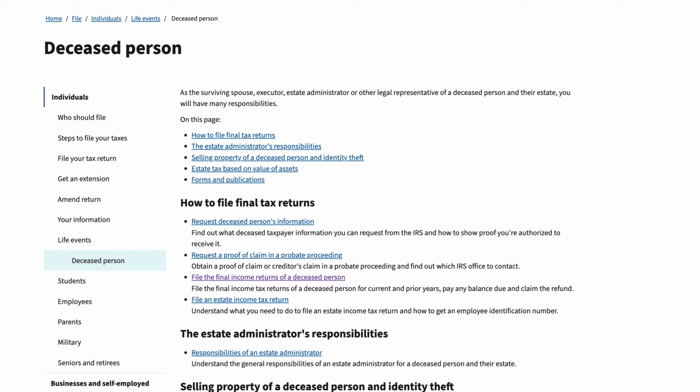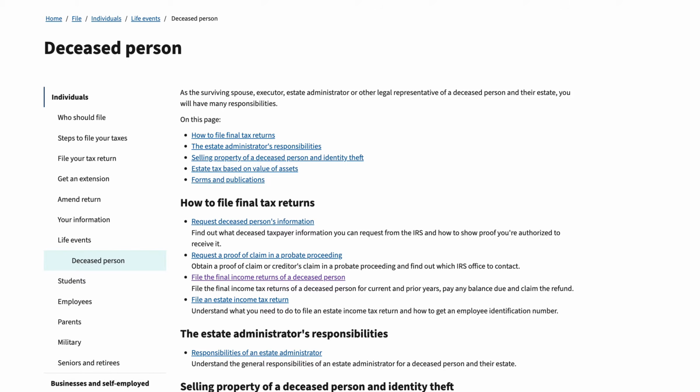We'll be going over what the IRS website says about taxes for deceased persons. So we're on the specific page on the IRS website where it talks about deceased person tax issues, whether you're the surviving spouse, the executor, the administrator of an estate, or a legal representative. You may have a lot of responsibilities.